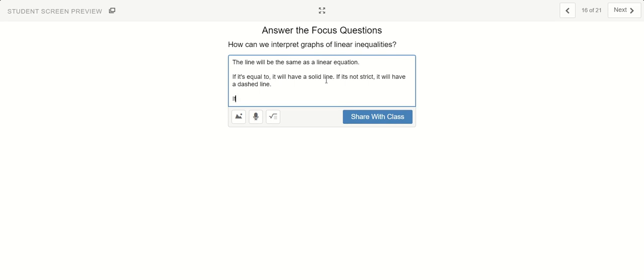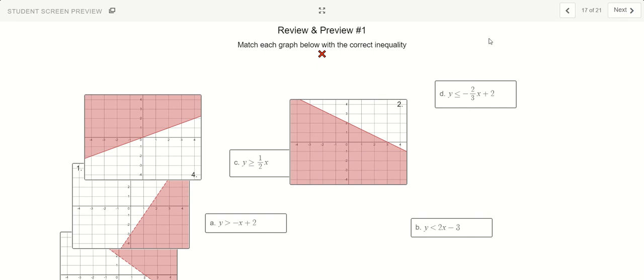If it's greater than, we will shade above. If it's less than, we will shade below. So those are some ways we can interpret linear inequalities. So let's do some practice problems.